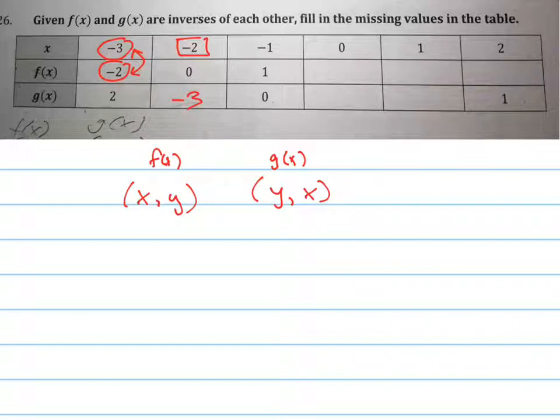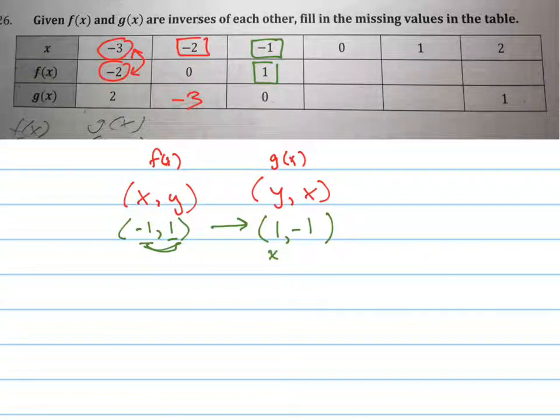Let me do another one. If I know that (-1, 1) is in f of x, right? When I plug in -1, I get 1. What does that mean about g of x? What do I do with those two values? I flip them. So when x is 1, g of x is -1. So go to my 1 for x. Got it? And -1 would be your g of x.